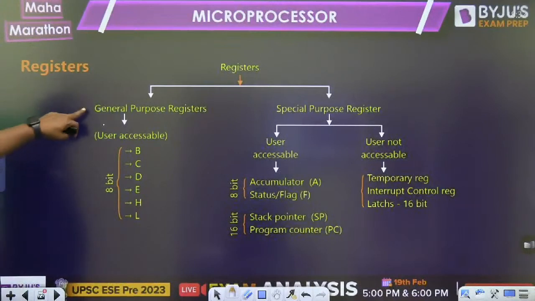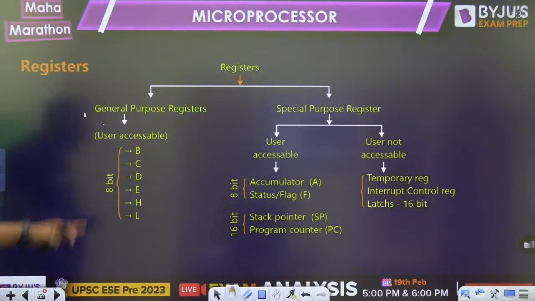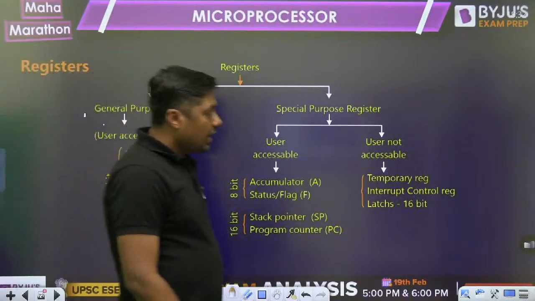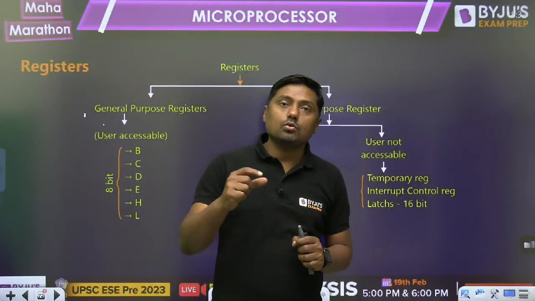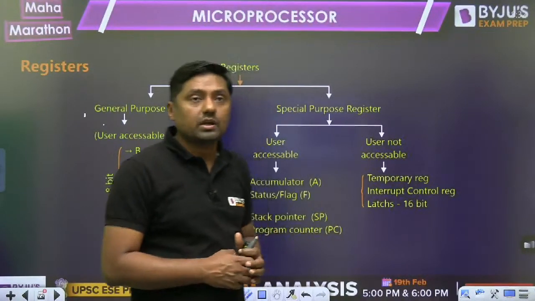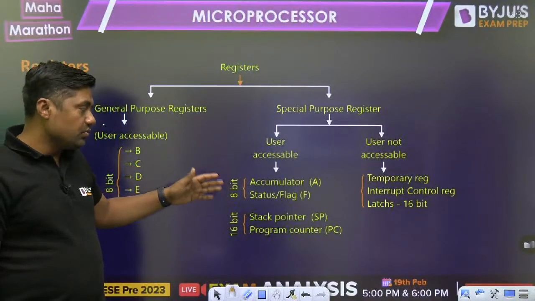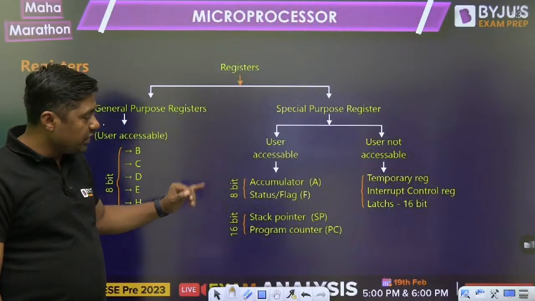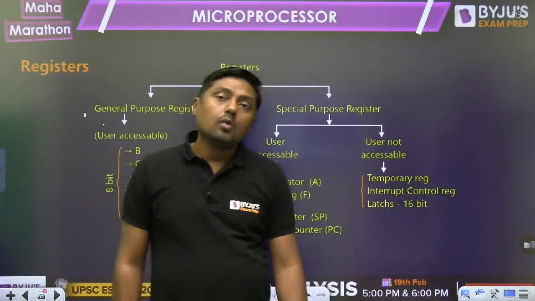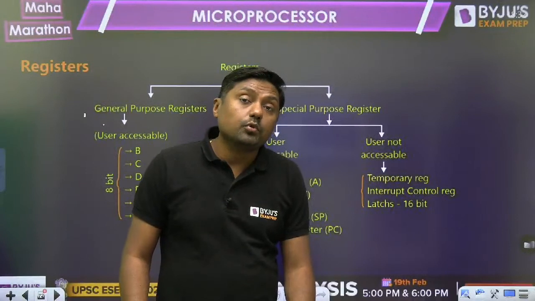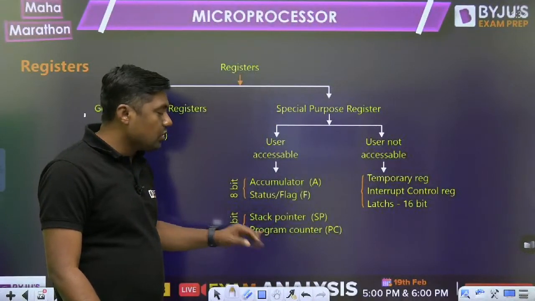So this is called general purpose registers B, C, D, E, H, L, 8 bit. Yes, and they are available to the user. And there is a temporary register that is not available to the user, normally known as W and Z. These are not available to the user. Second one is accumulator. Yes, we have instructions for the accumulator. We have instructions for status and flag. For example, push and pop. Push and pop will deal with the program status word.